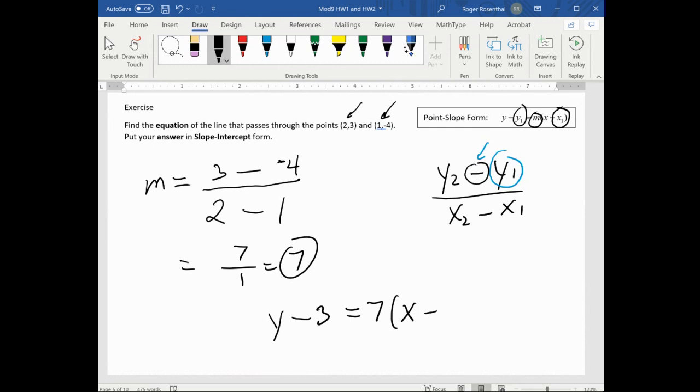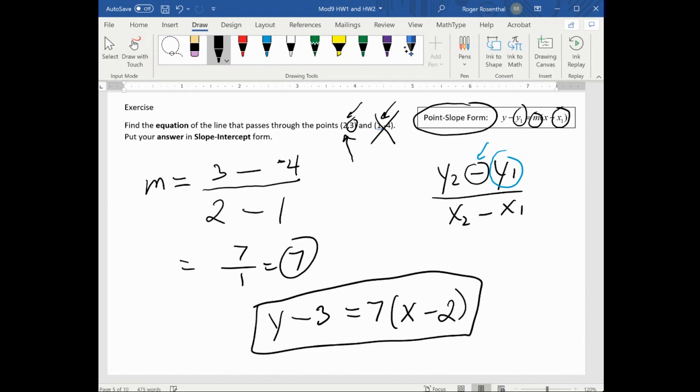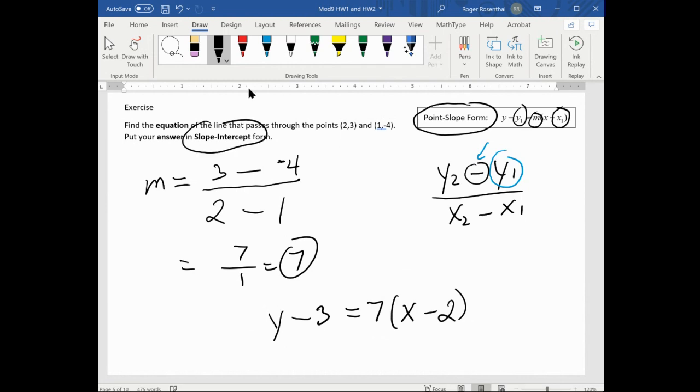So remember what I told you earlier. Since we used the y coordinate of 3, you can't go reaching over here to get the x coordinate. The x has to come from the same point. So we use the x coordinate of 2. If the question said to put the answer in point slope form, we're done. That's it. That's the answer. But that wasn't the question. The question said to write the answer in slope intercept form.